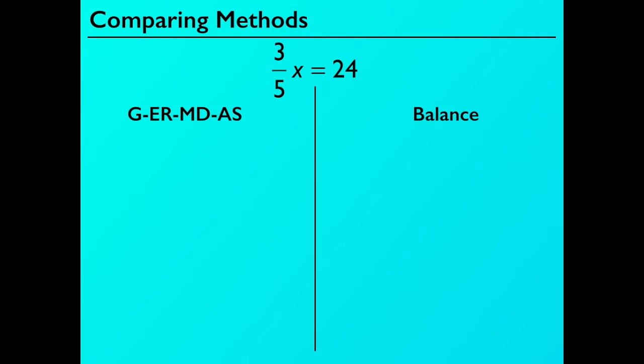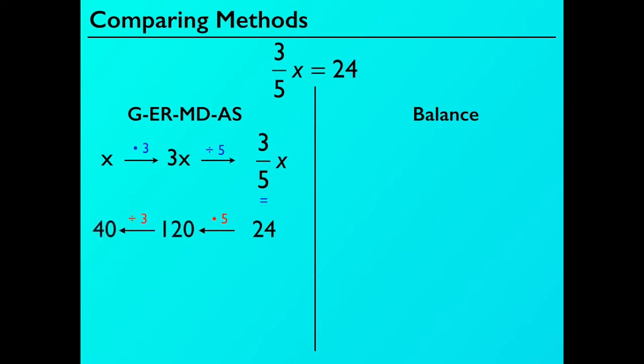Three-fifths x is equal to 24. Let's do the germ-das method this time. We start with an x, we times it by 3 to get 3x. And then we divide it by 5 to get 3/5 x. The equation tells us that's equal to 24. So now we'll times by 5 to get 120. And we'll divide by 3 to get 40. x is equal to 40.